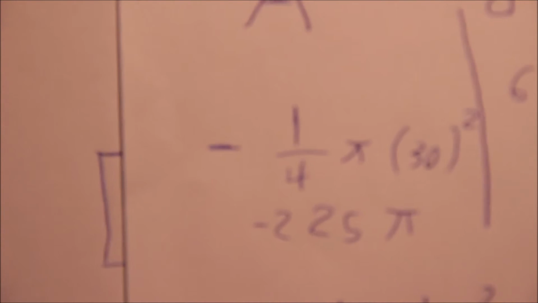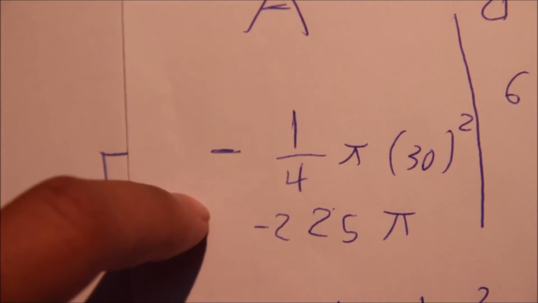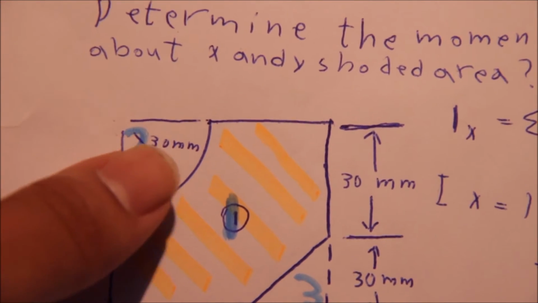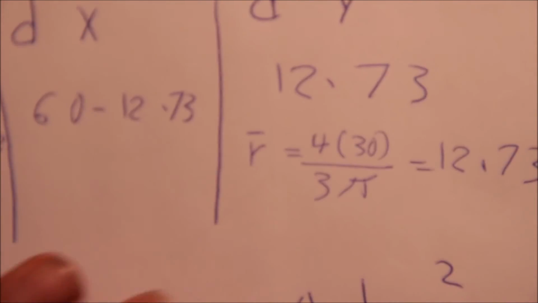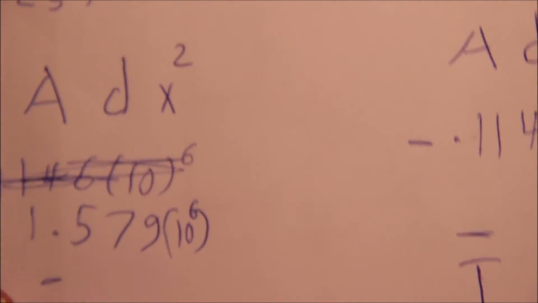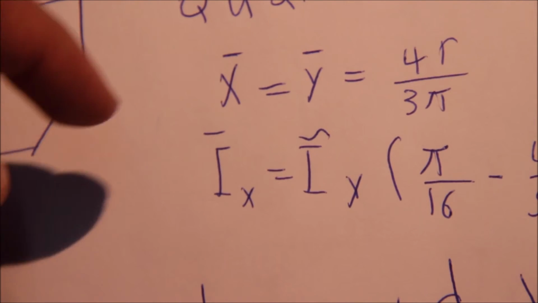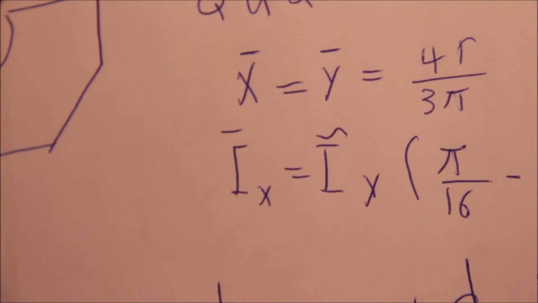Second, we have a quarter of a circle. First we will determine its area. It's 1 over 4 pi r squared. Why is it negative? Because it's a hole, and a hole is always negative. Second, dx and dy, area times dx, area times dy, and the area moment of inertia for the quarter of a circle. And these two laws: first for the centroid, and second for the area moment of inertia for the quarter of a circle.